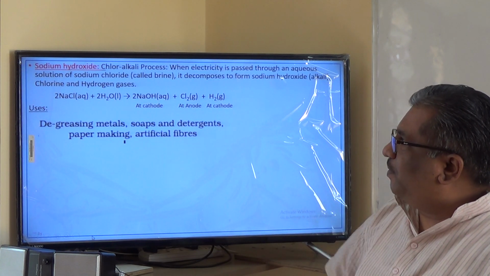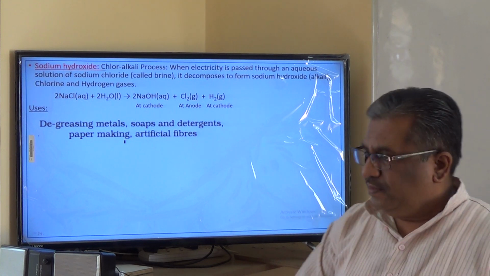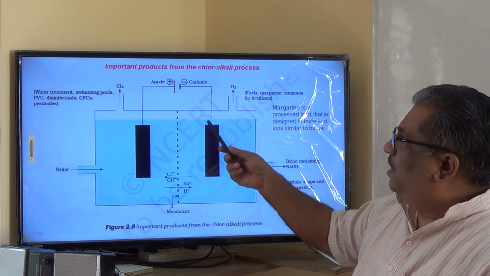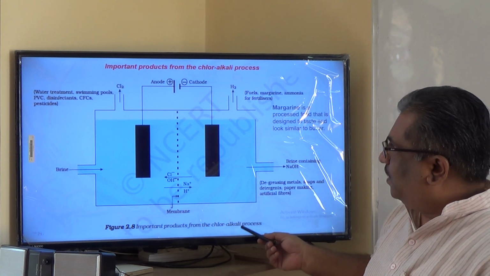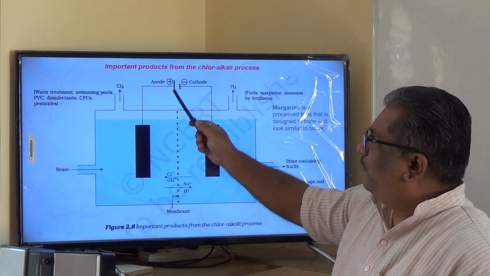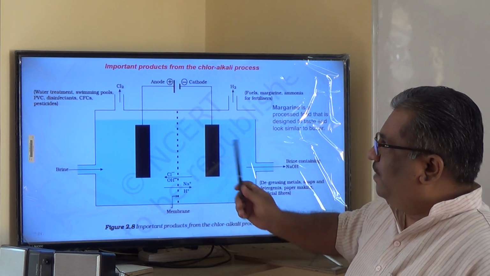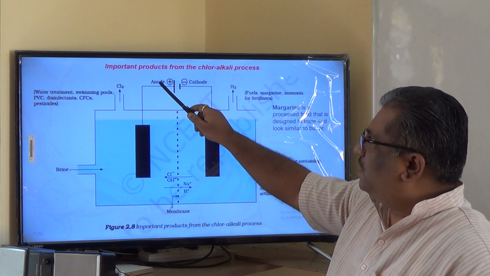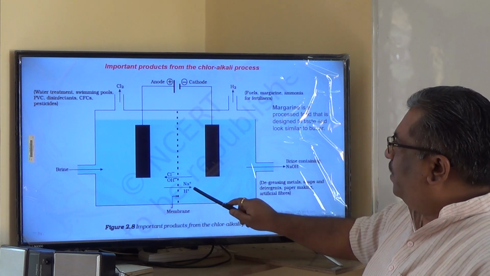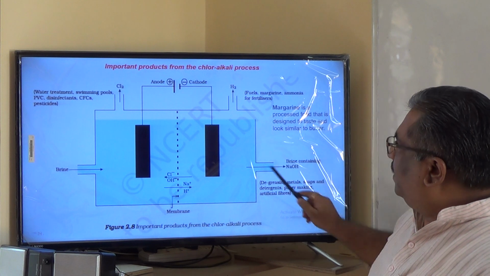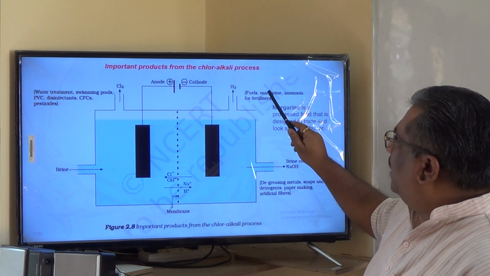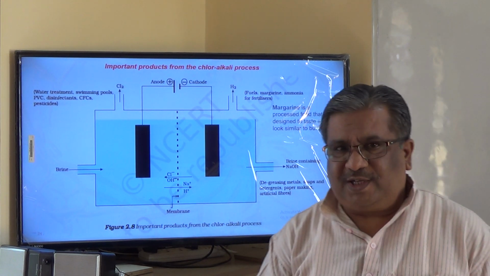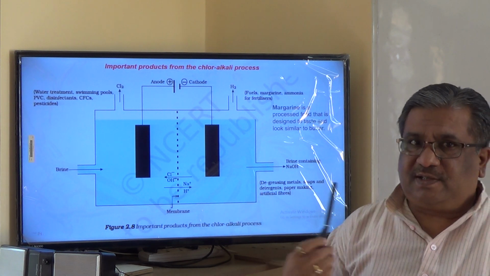Sodium hydroxide, chloralkali process. Note down all these details. You can pause the video and note down. Here, chloralkali process, how it is taking place. Important products from the chloralkali process. Important here is anode and cathode, which I have explained very clearly. When brine solution is taken, chlorine gas is released at anode, hydrogen gas is released at cathode, and sodium hydroxide solution is also formed at cathode. And the applications of chlorine, hydrogen, and sodium hydroxide are written here. All these you must know very well, along with this diagram. You may get this diagram in the exam.